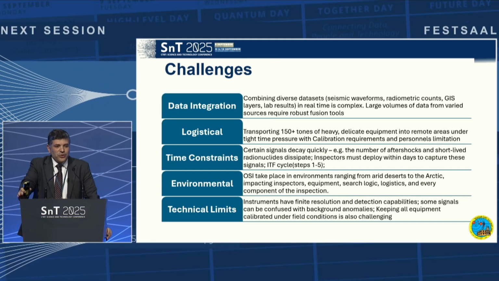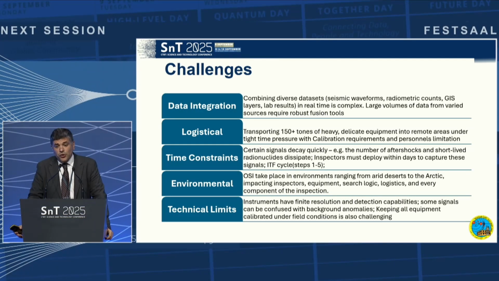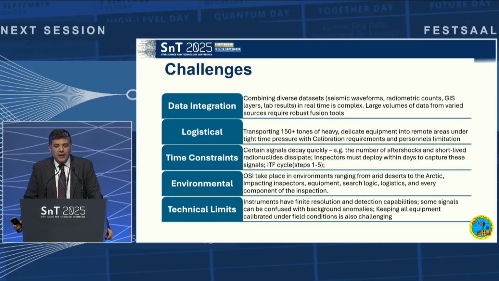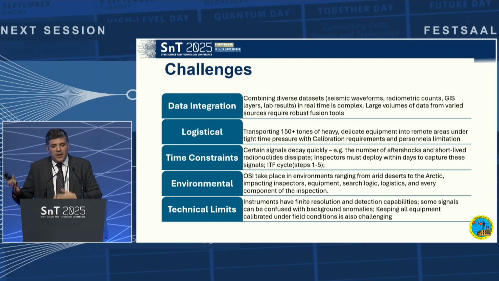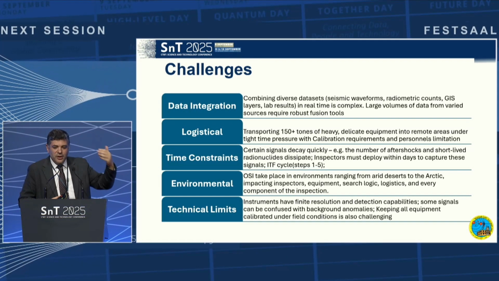Of course, the time constraint has both sides: time constraints from signatures of nuclear explosion, which fade fast, like seismic aftershocks or short-lived isotopes, or on the other side, the ITF cycle, how we design our missions, how we conduct them and how we collect information.